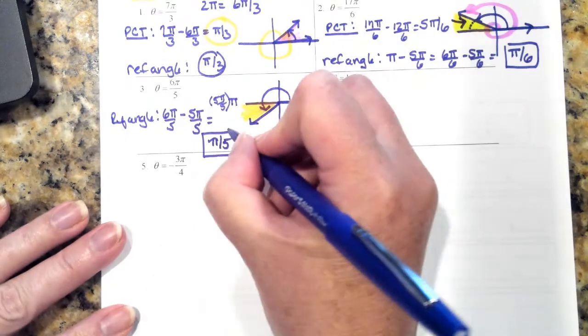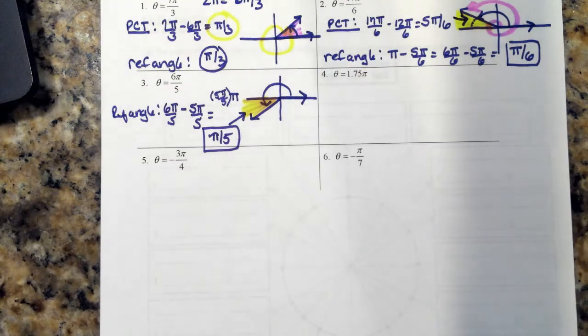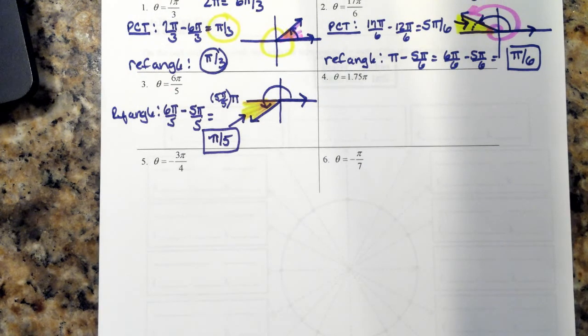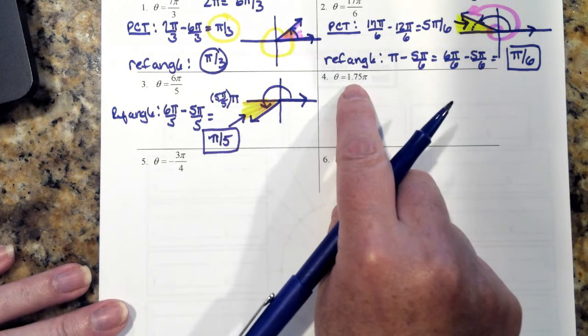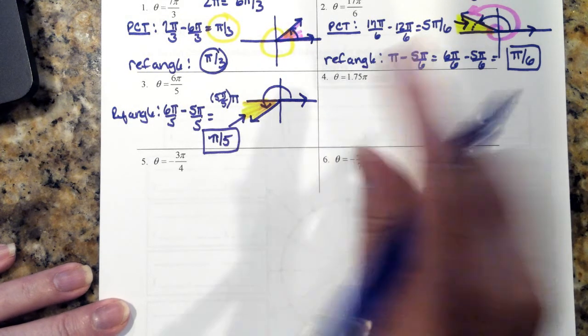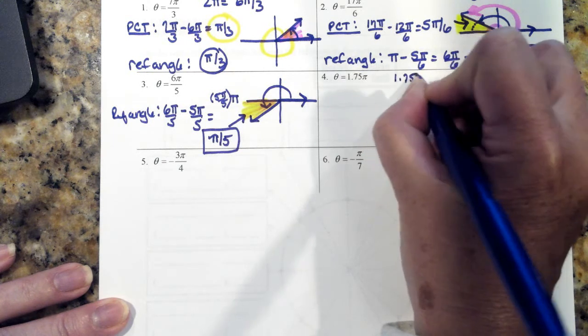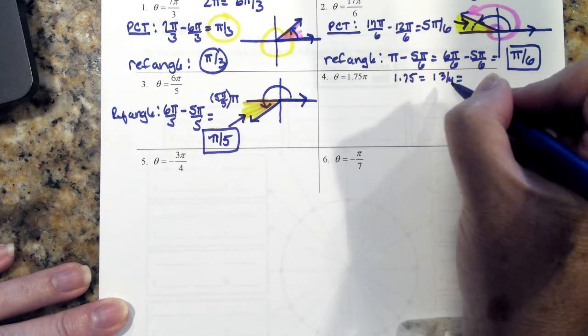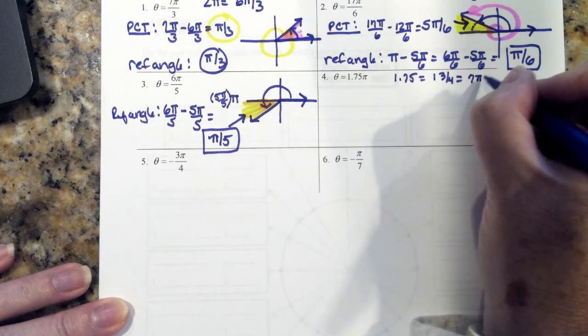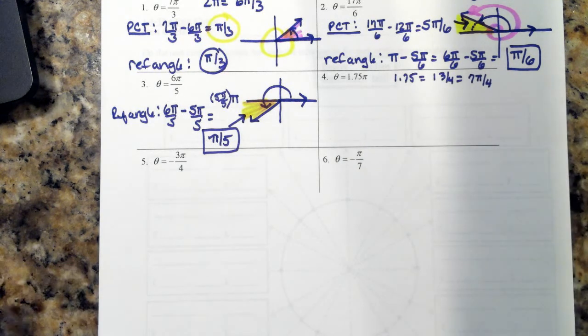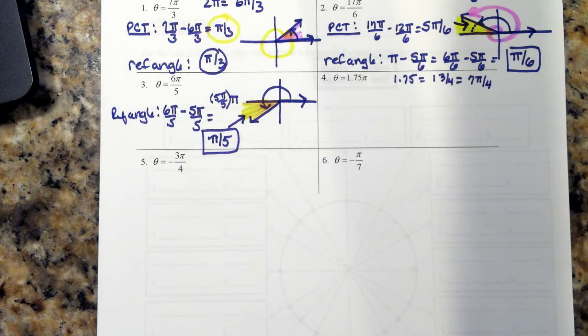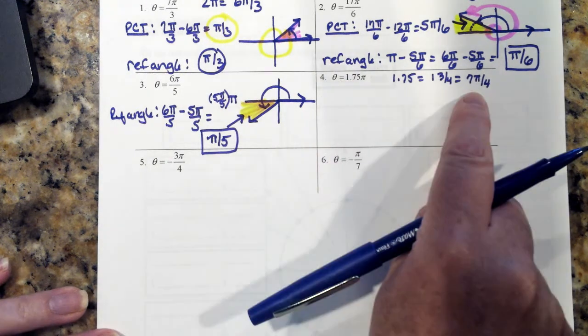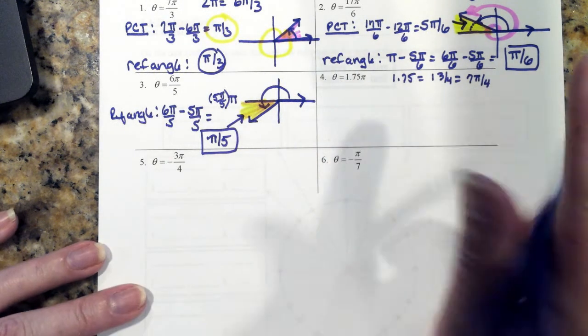So again, that's that region that I highlighted in yellow right there. 1.75 pi. If you feel better and you want to convert this into a fraction, I know that 1.75 is equivalent to 1 3/4. So 1 3/4 is equivalent to 7 pi over 4, or 7/4. So 1.75 pi is equivalent to 7 pi over 4.